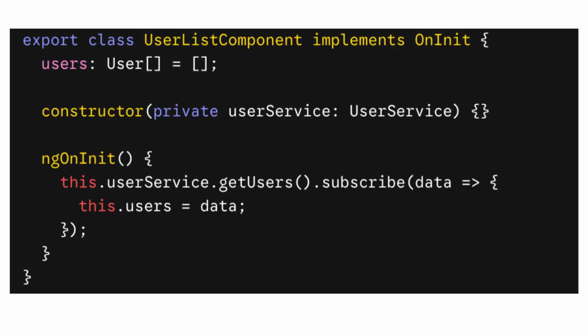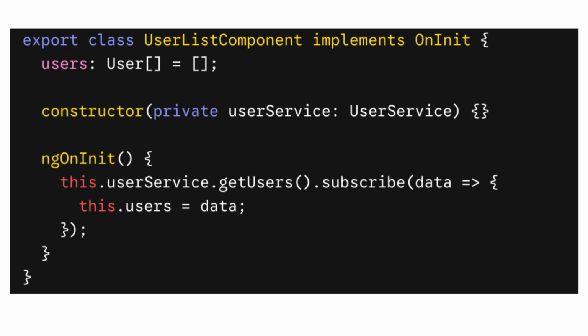Let's start with the normal way most beginners write Angular code. Inside ngOnInit we subscribe to an observable. When data comes back, we store it inside a variable, and the variable here is this dot users. Okay, everything works perfectly. So where is the problem?